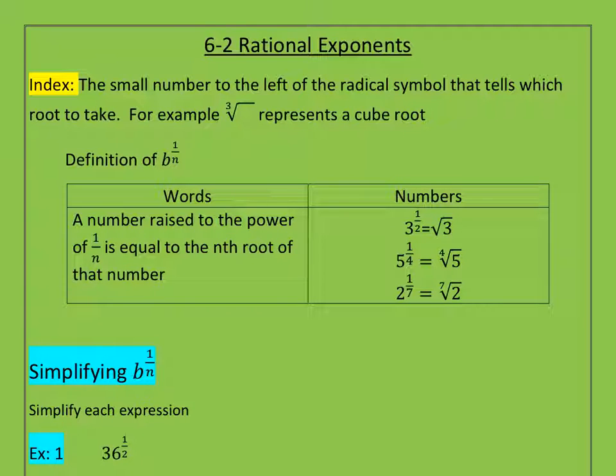So today we're going to look at section 6-2, rational exponents. And we're going to start off with the index. So the index is the small number to the left of the radical symbol that tells you which root to take. For example, 3 here is the index, and it represents a cube root.